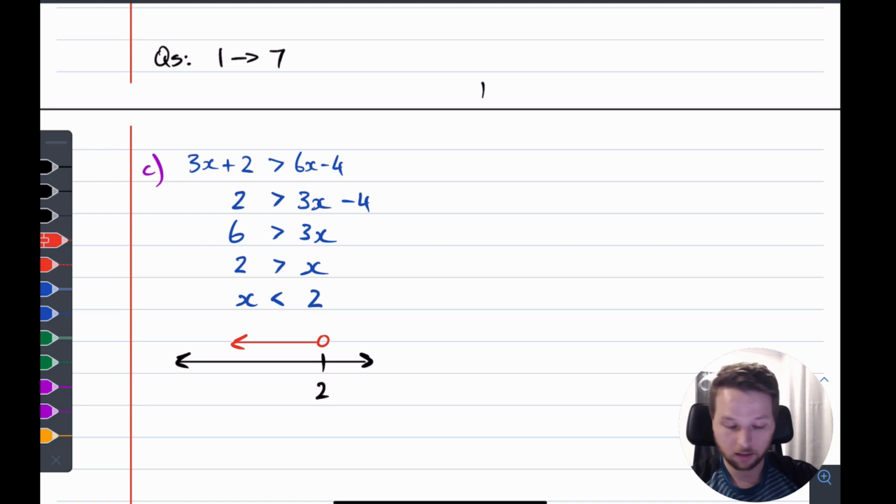There you have it. That's linear inequalities. Very similar to linear equations and solving them. Just make sure you remember those two rules. If we swap sides, we swap the equality, and if we multiply or divide by a negative number, then we switch the sign as well.